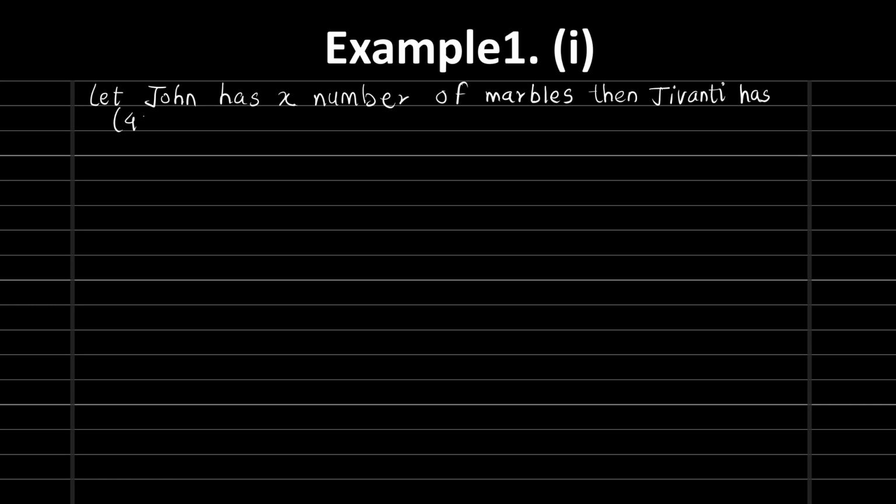First of all, we'll assume the number of marbles that they both have. So let John have X number of marbles. Now, since the number of marbles that John and Jivanti together have is equal to 45, if we assume John has X marbles, then automatically Jivanti has 45 minus X marbles.